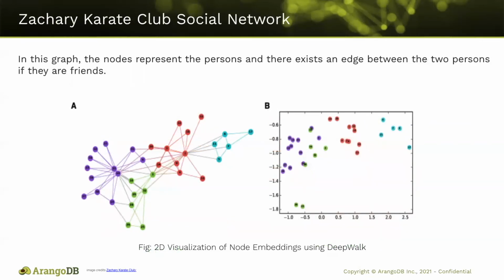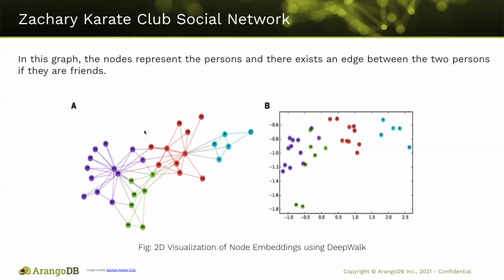Now let's understand the concept of graph representation learning more intuitively with an interesting example from the graph structure of the Zachary Karate Club social network. In this graph, the node represents a person and there exists an edge between two persons if they are friends. The coloring in the graph represents different communities.